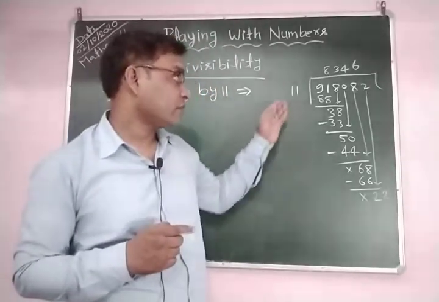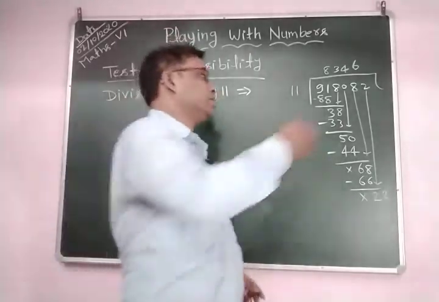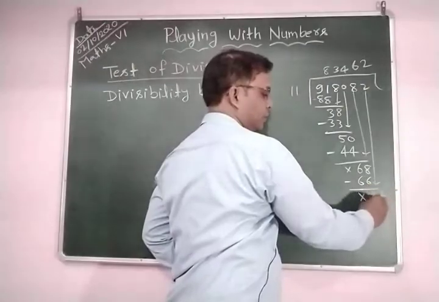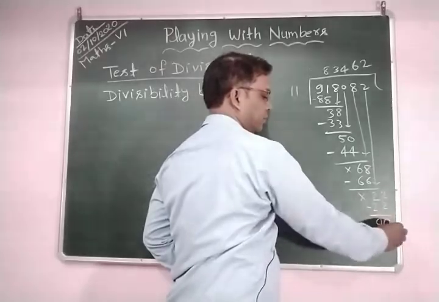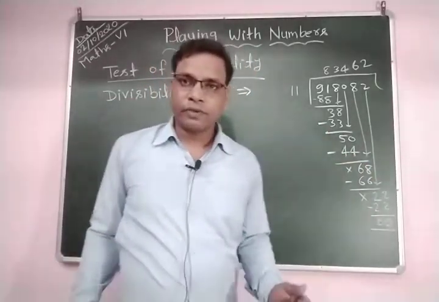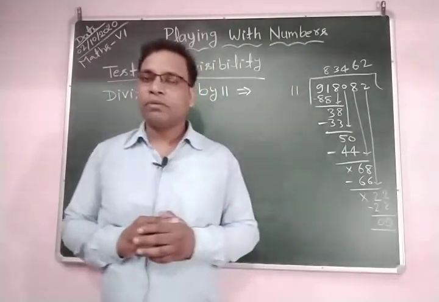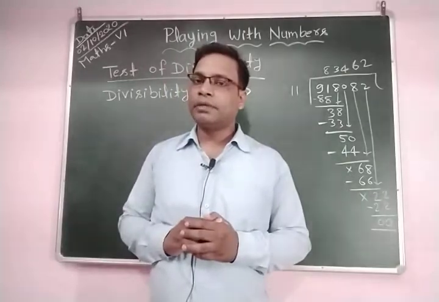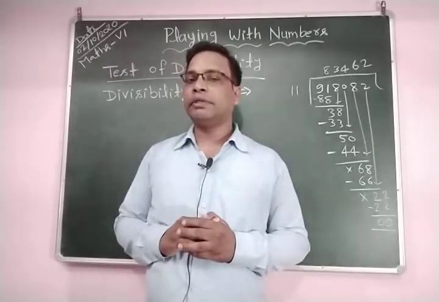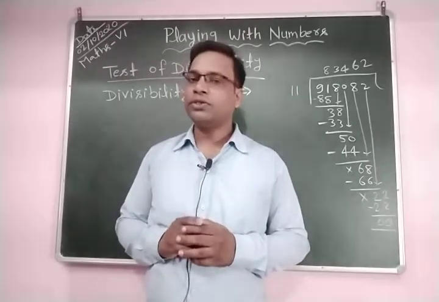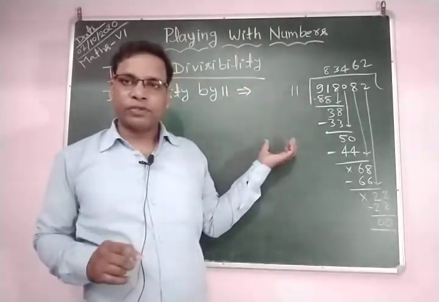22 is our new dividend. Now divide by 11. How many times? 2 times. 11 times 2 is 22. So here you can see our remainder is 0. In this way we can say that a number is divisible by 11 if the difference of the sum of digits at even places and the sum of digits at odd places is either 0 or divisible by 11. I hope all of you understood this.